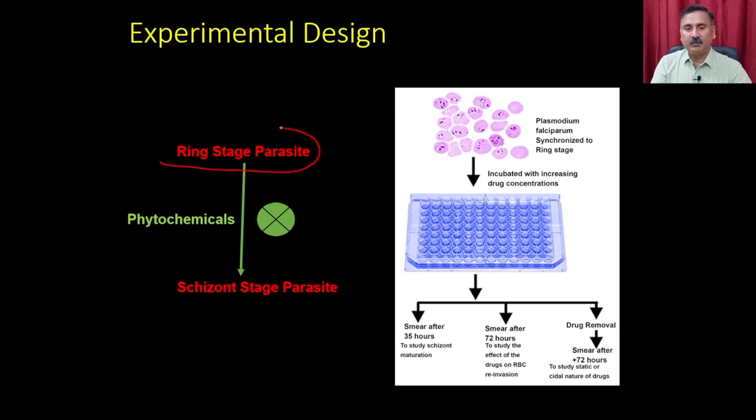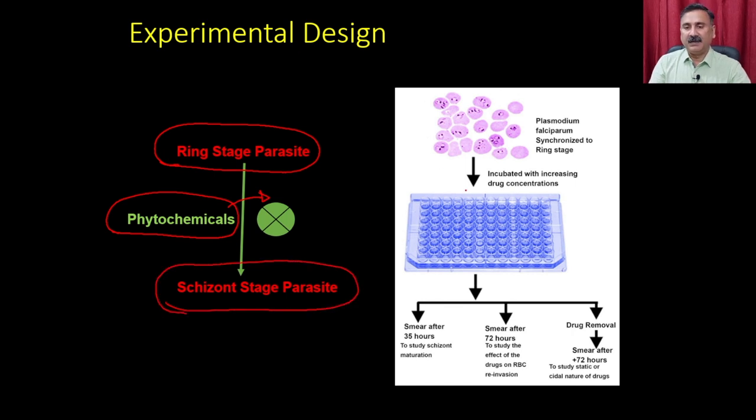You are actually going to take the ring stage parasite and treat it with the phytochemicals, expecting that the phytochemicals will interfere with some of the enzymes present in the ring stage parasite, and that's how they will not allow the ring stage parasite to form the schizont stage parasite. So these are the things you have.